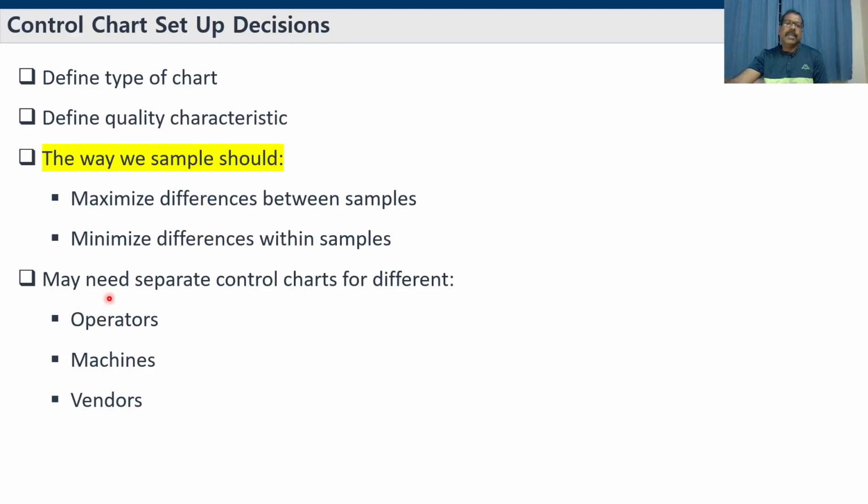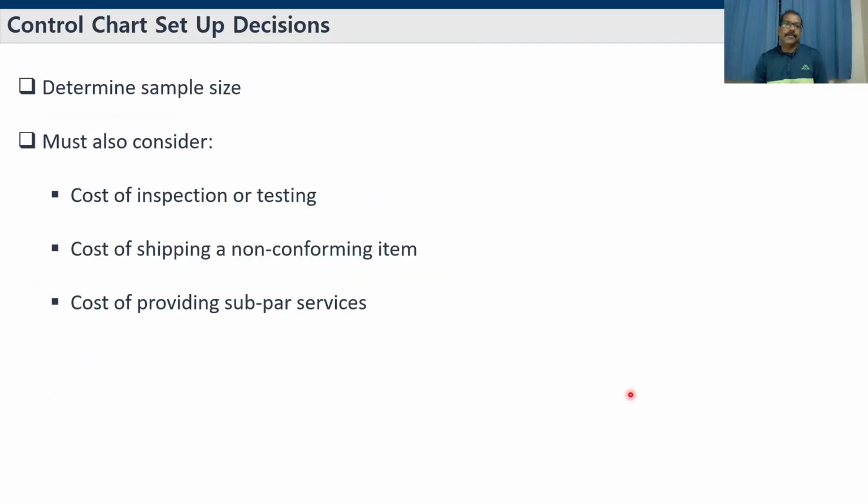We may need a separate control chart for each individual case. For example, if you are considering the operator, the machine, or the vendors, you need separate control charts to analyze, and only then can you get better results. Then how to determine the sample size is also very important.